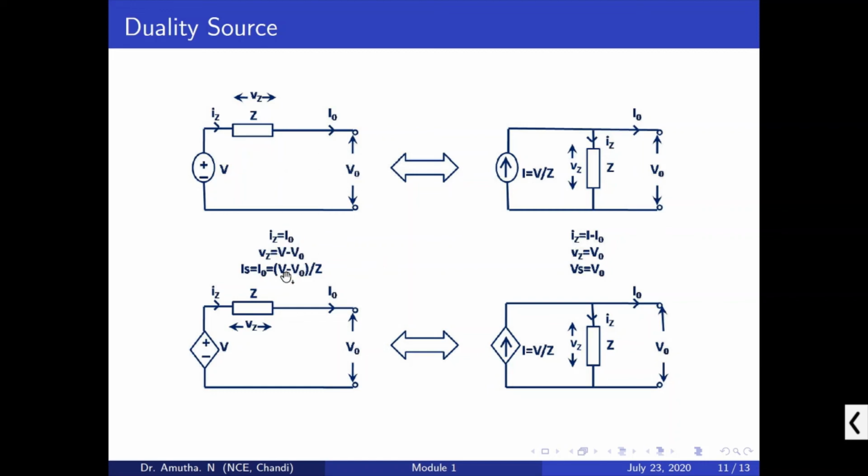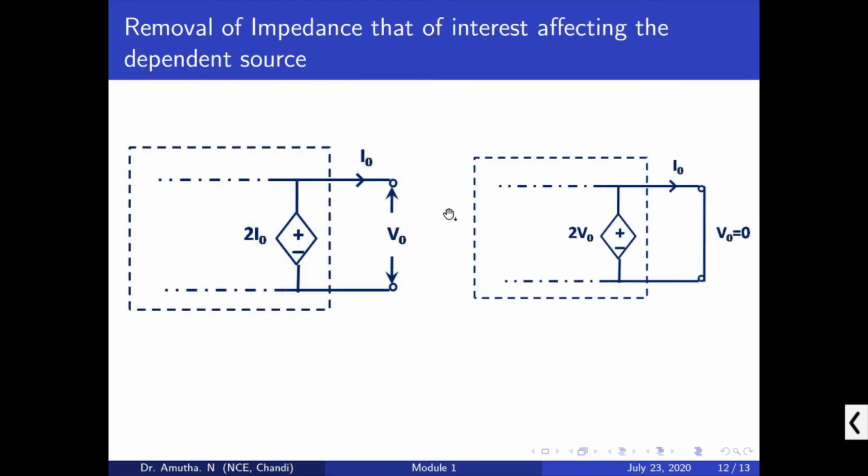Similarly, the current IS is the current from the voltage source. Here IS is I0, but there IS is I0 plus IZ. VS is the voltage across the source; it is V0, not V. One is the current from the voltage source, the other is the voltage across the current source, and those are different.